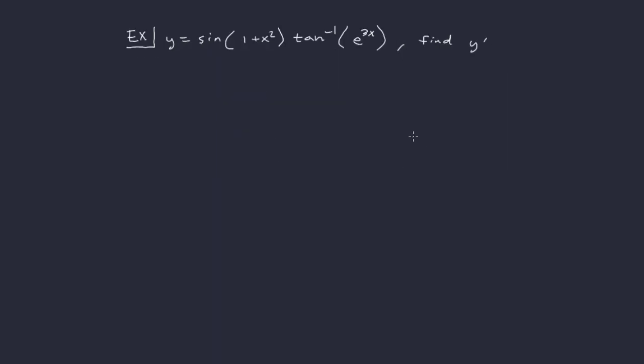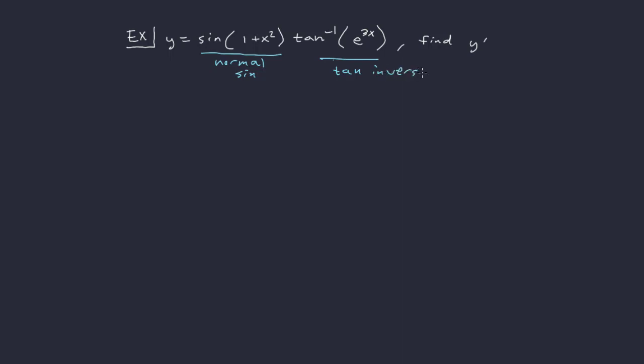Okay, we're ramping it up a bit. This one's going to be interesting. We have y equals sine of 1 plus x squared times tan inverse of e to the 3x. Now, this really drives home what you need to be careful about, because this is a normal sine, not a sine inverse. And this is a tan inverse.